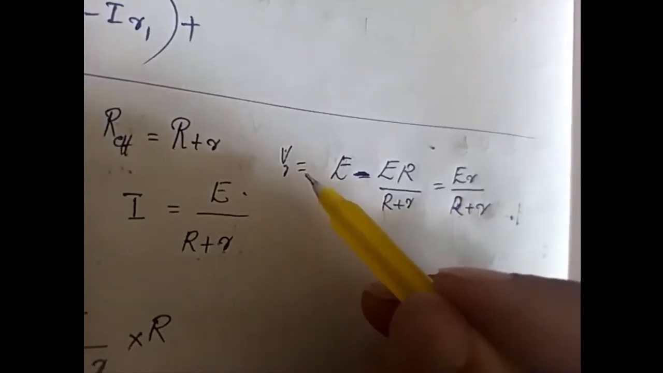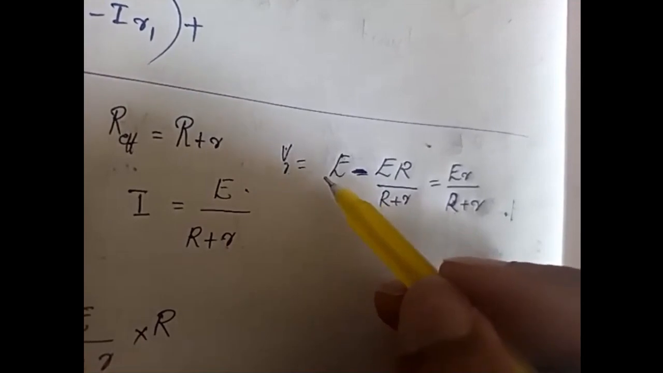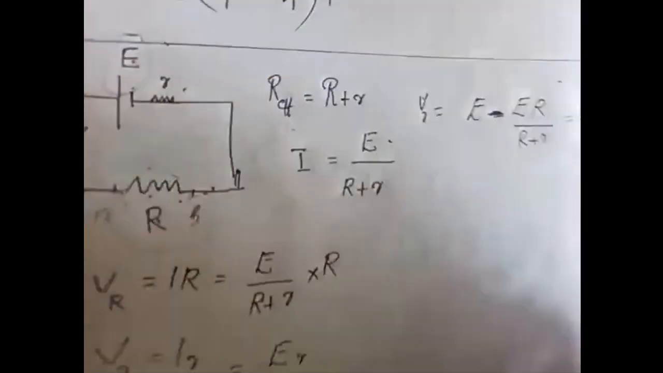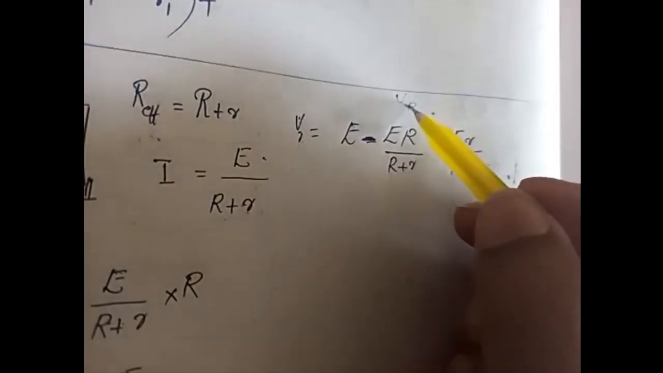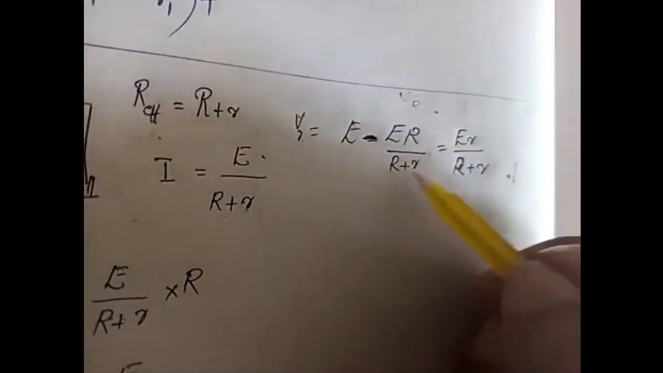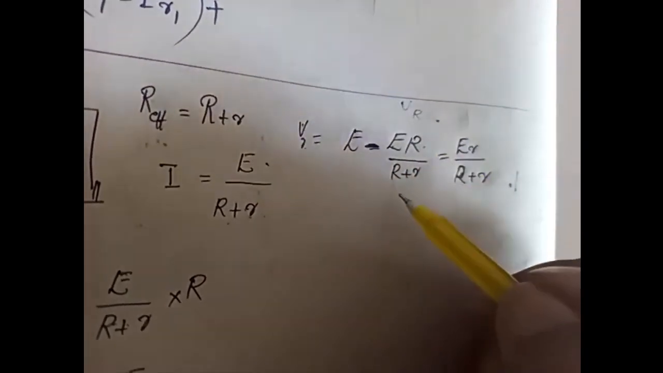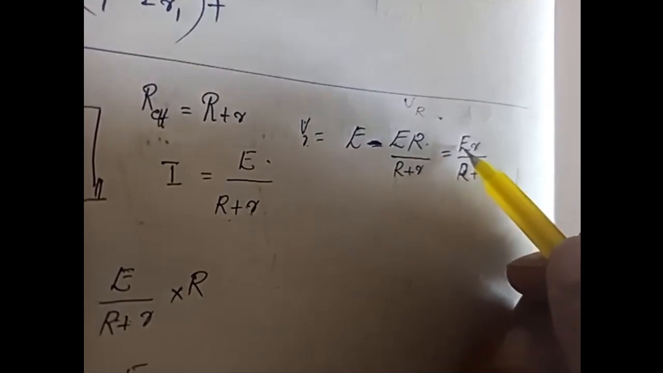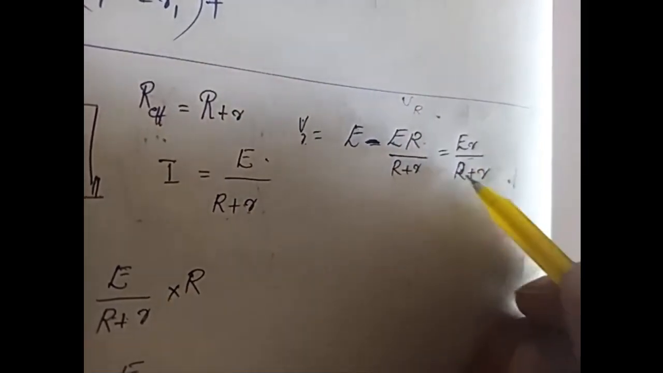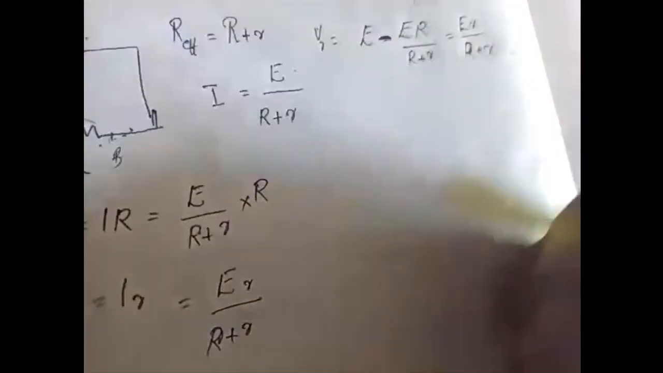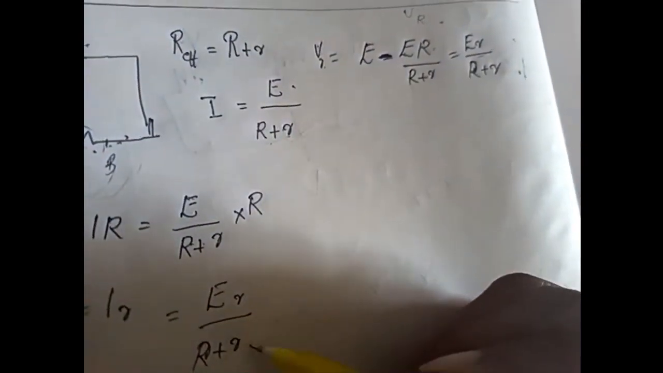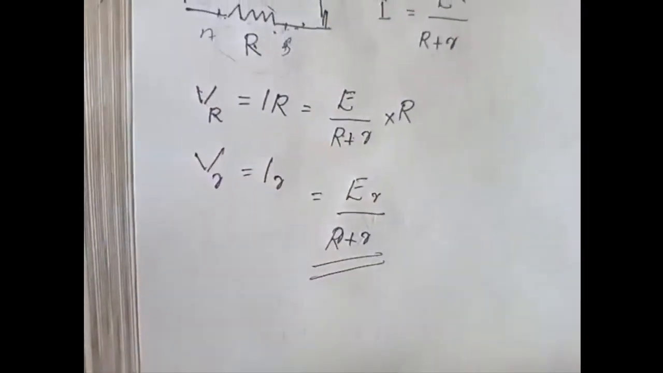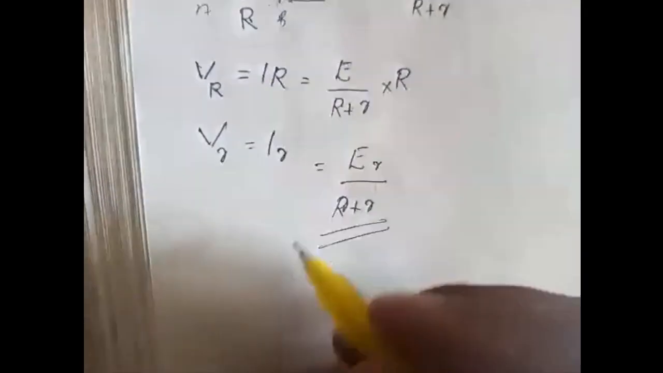That is, the potential drop across the internal resistance will be equal to the total EMF minus the potential drop at the load, V of capital R. V of capital R has a value of E into capital R by R plus r. If you cross multiply this, we will get E r by R plus r, the same equation. This is the equation for the potential drop at the internal resistance. So what will be the value of r?